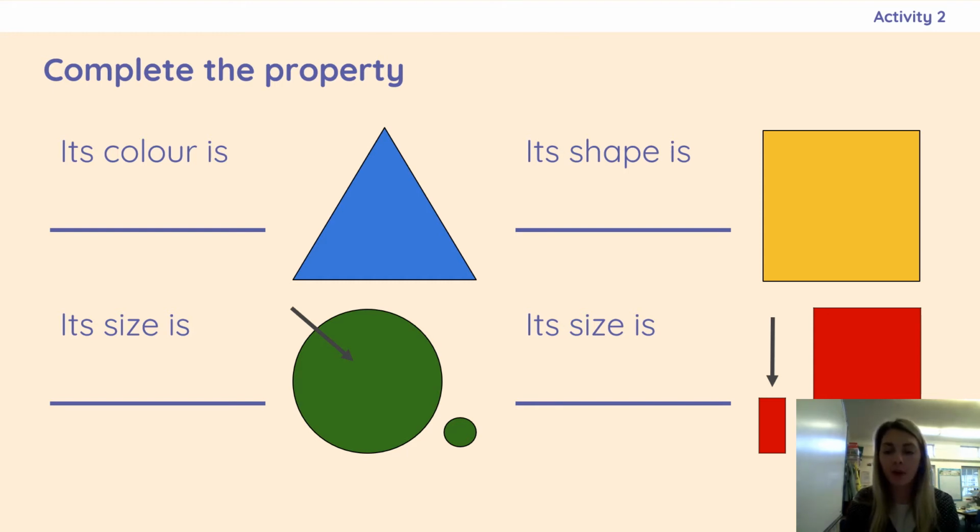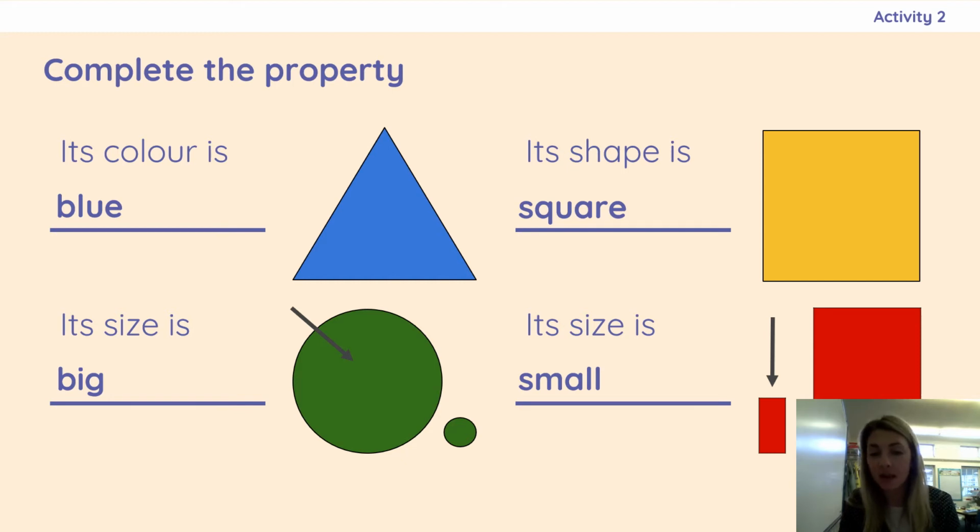If we move over to the red square and rectangle, it's again using the property size, and it's saying its size is, if we look at the one with the arrow and compare it to the other square, small. Good. So we've had colour, we've had size. If we look at the one above, we've got a square again, and its shape is square. So we're talking about the property shape.